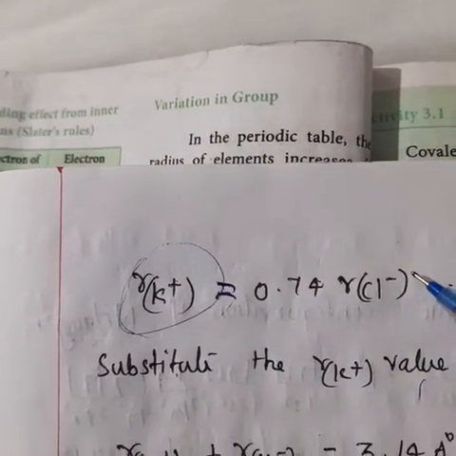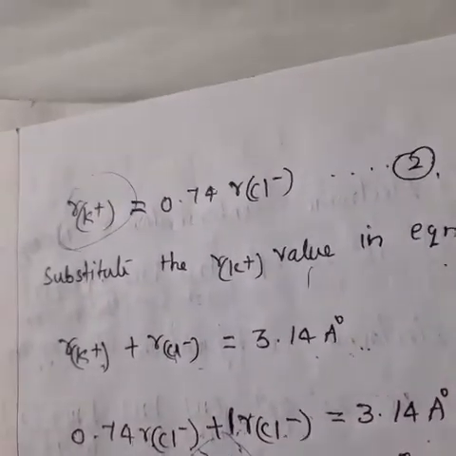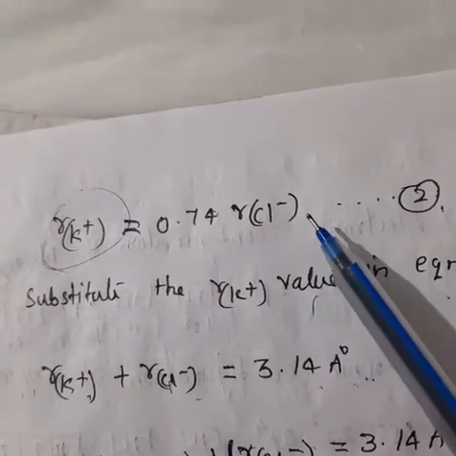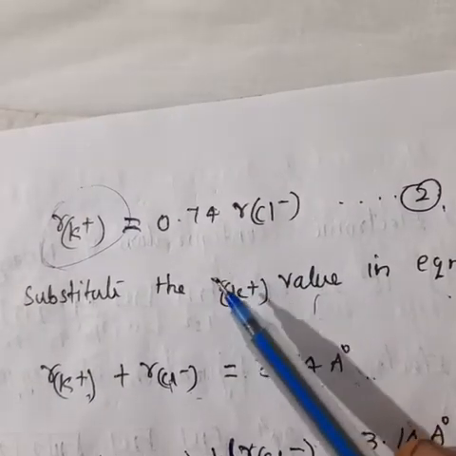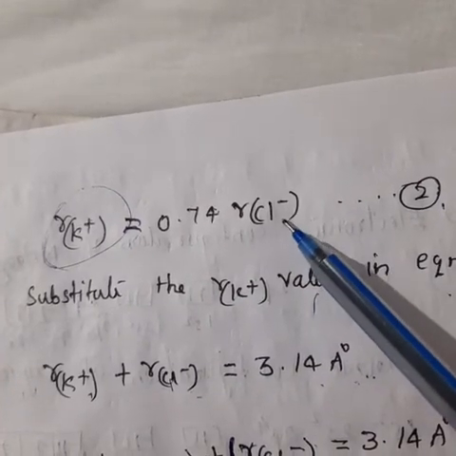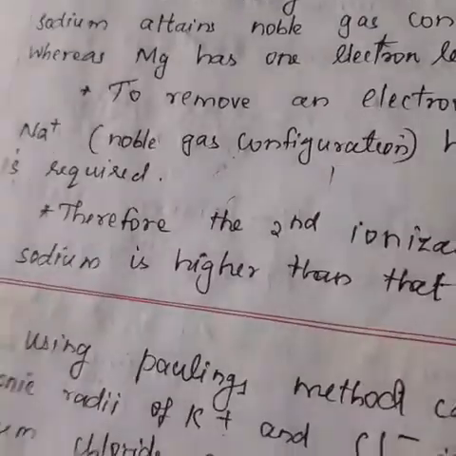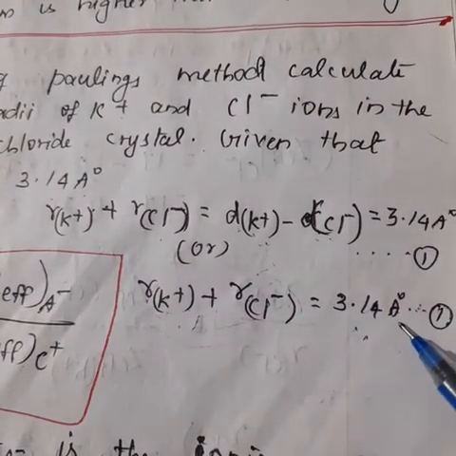Okay, this is equation number 2. Substitute the RK plus value: RK plus is 0.74 into RCl minus. Substitute the RK plus value in equation 1. What is equation 1? This is equation 1: RK plus RCl minus is equal to 3.14 Angstrom.